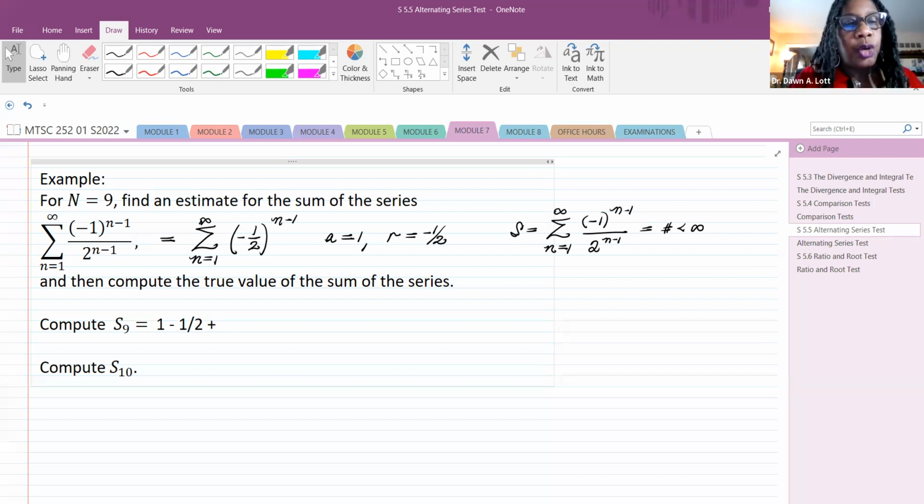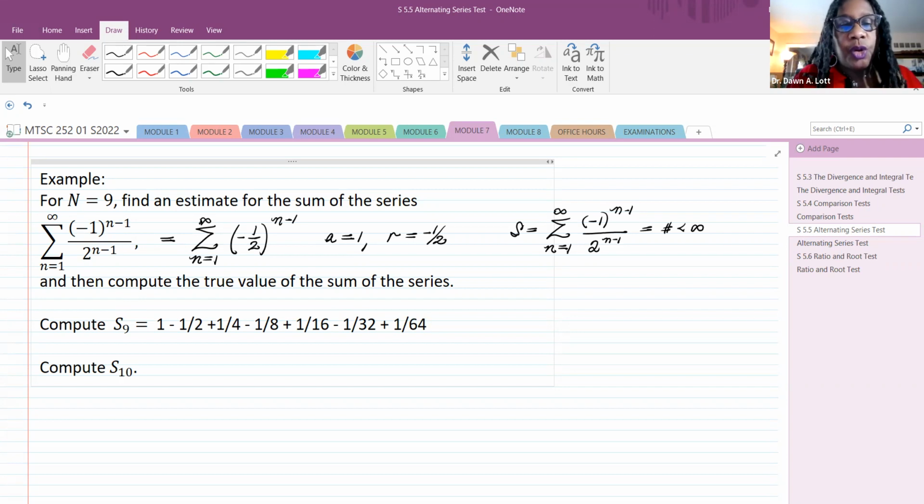And then the third term is going to be plus 1/4. And then the fourth term is going to be minus 1/8. Then the fifth term is going to be plus 1/16. And then that's 1, 2, 3, 4, 5. The sixth term is going to be negative 1/32. And the seventh term is going to be positive 1/64.